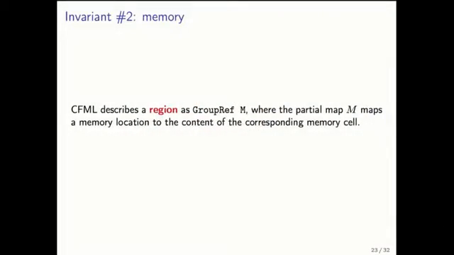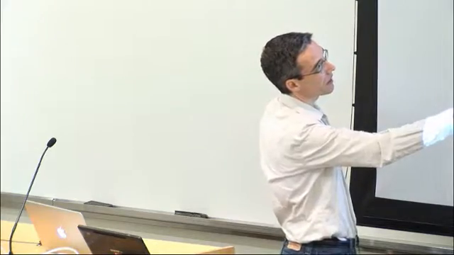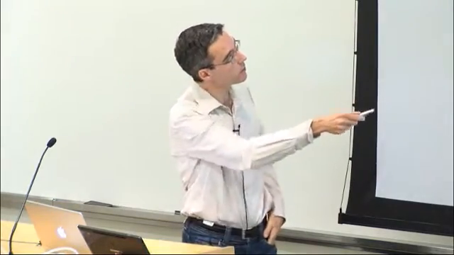The second part of the invariant is the ownership of the part of memory where the nodes exist. Since this is a separation logic, we want to say we are the unique owner of this part of memory. CFML gives us a predicate called group_ref, which represents a region or a group of references in the heap. And it's parameterized by a finite map M, which maps every memory location to its content. So in the invariant, we are going to have an assertion of this form, group_ref M.